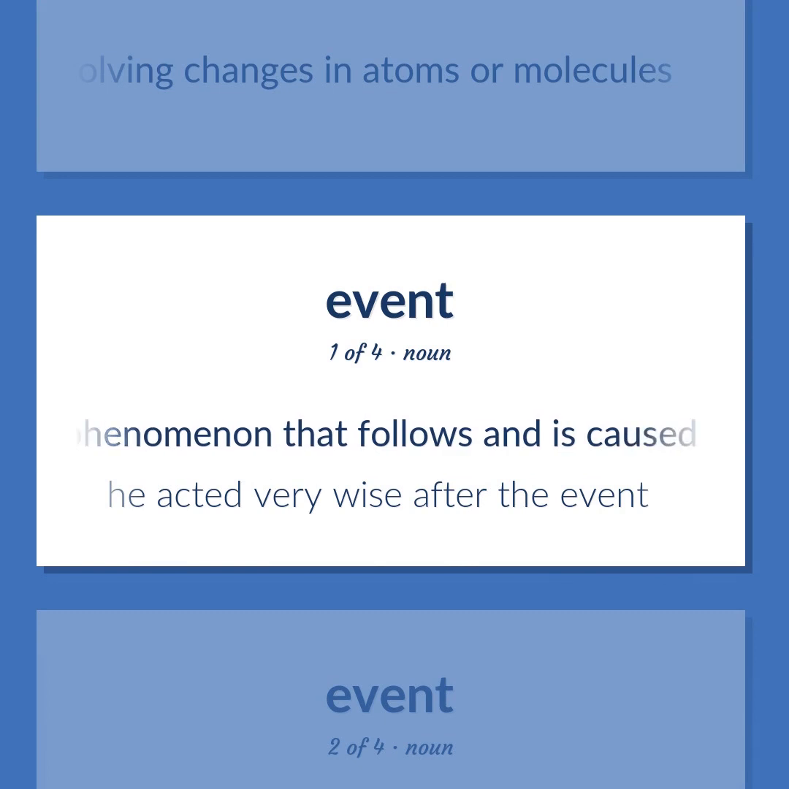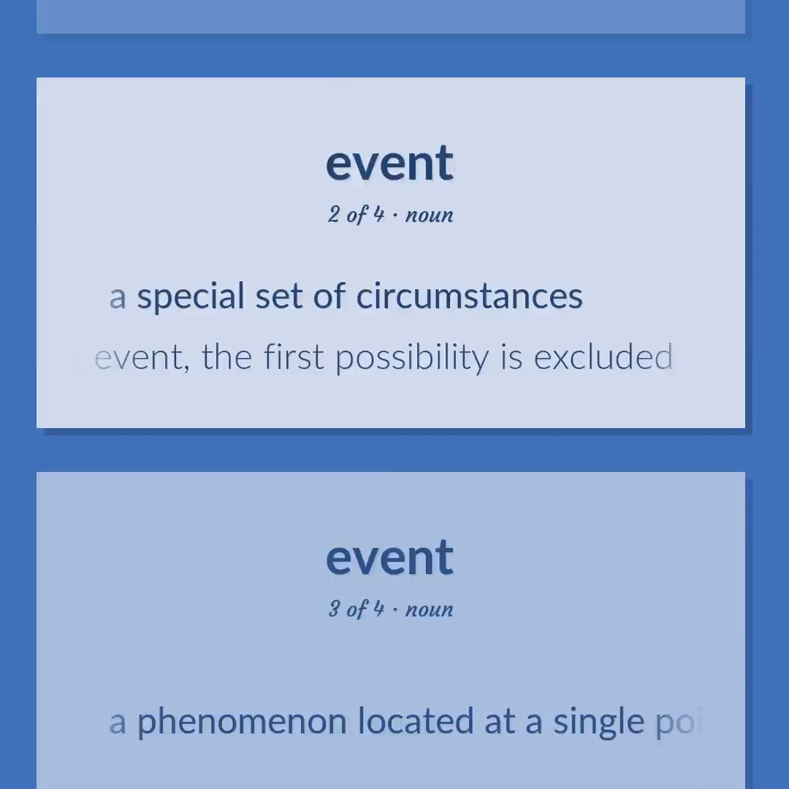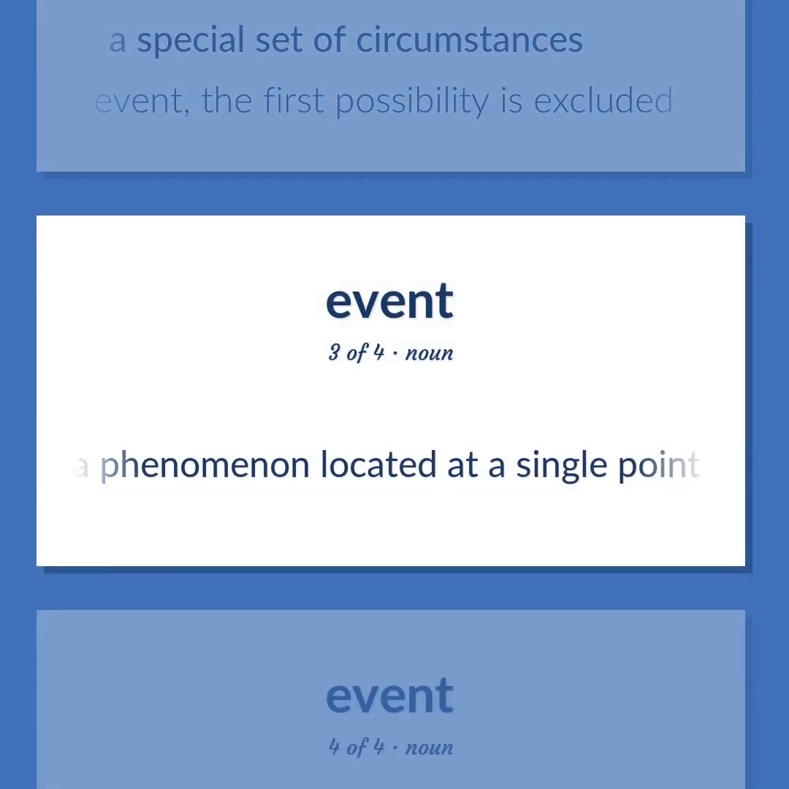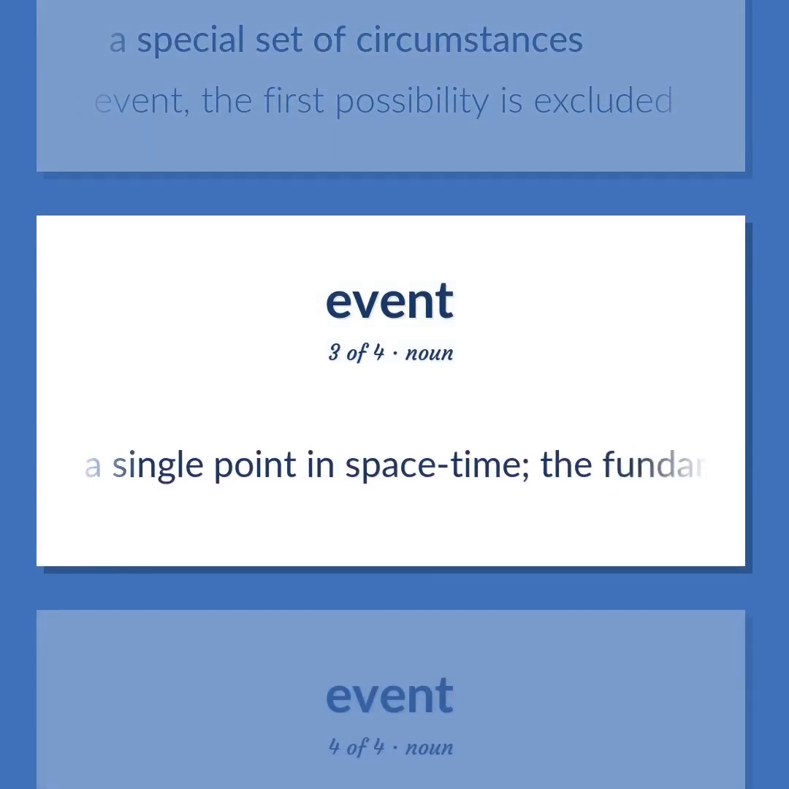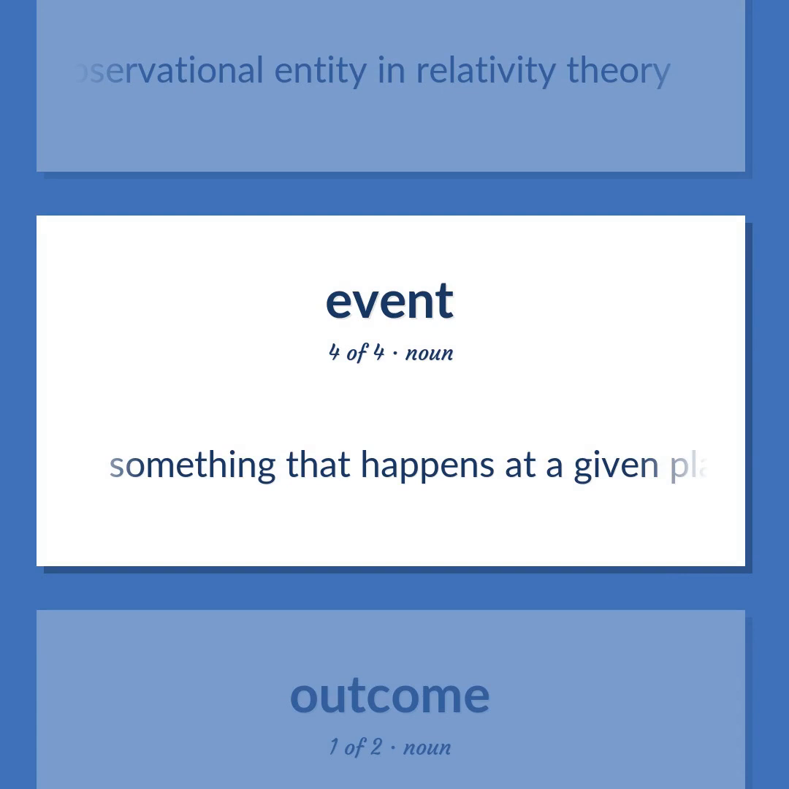A phenomenon that follows and is caused by some previous phenomenon. He acted very wise after the event. A special set of circumstances. In that event, the first possibility is excluded. A phenomenon located at a single point in spacetime, the fundamental observational entity in relativity theory. Something that happens at a given place and time.